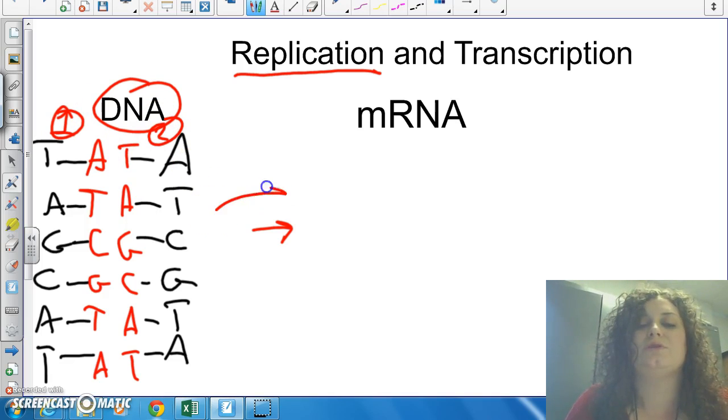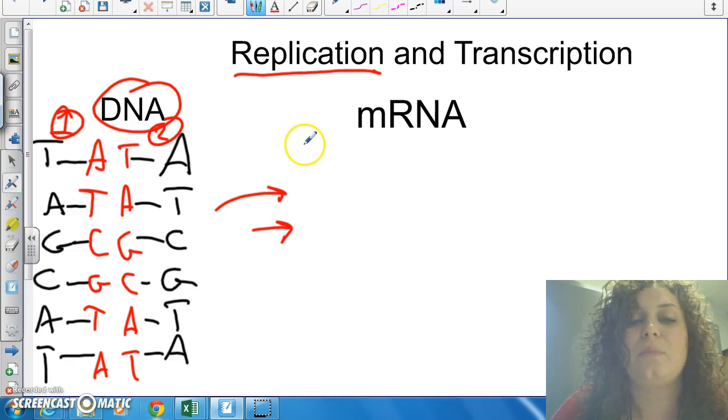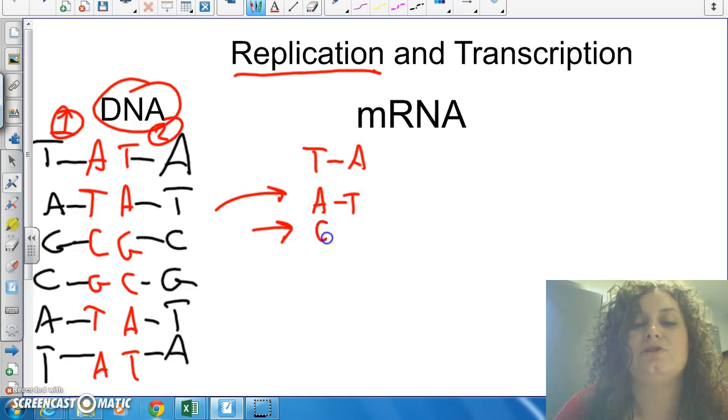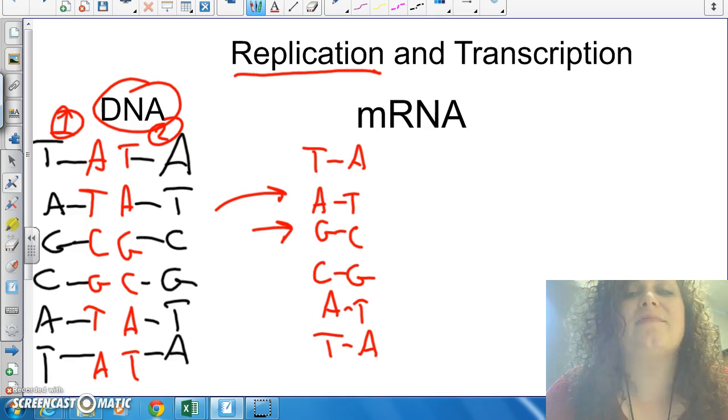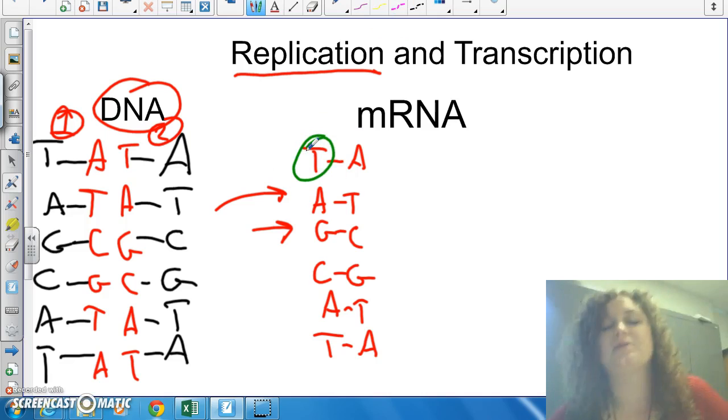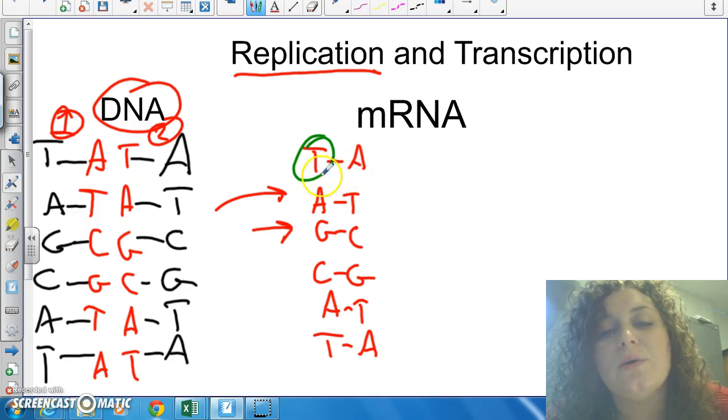So I'm going to take strand number 2 and put it over to transcribe into mRNA. So here I had T to A to T, G to C, C to G, A to T, and T to A. All right. Now remember, in mRNA, it needs to become smaller because thymine is too big to go through the nucleotide pore, the nucleopore. So what we need to do is transcribe that into mRNA and use uracil instead.